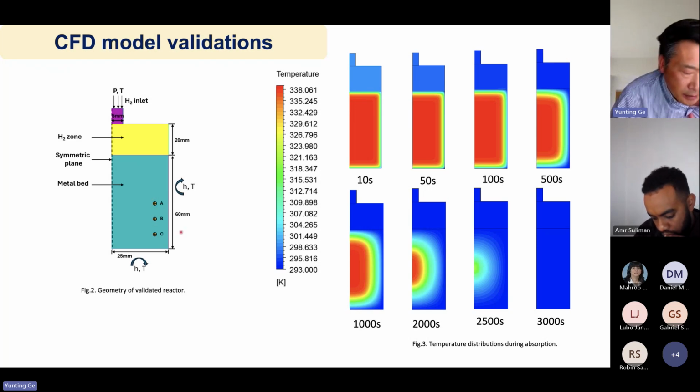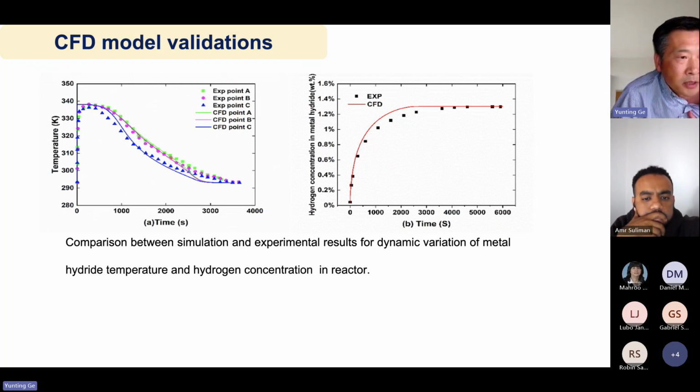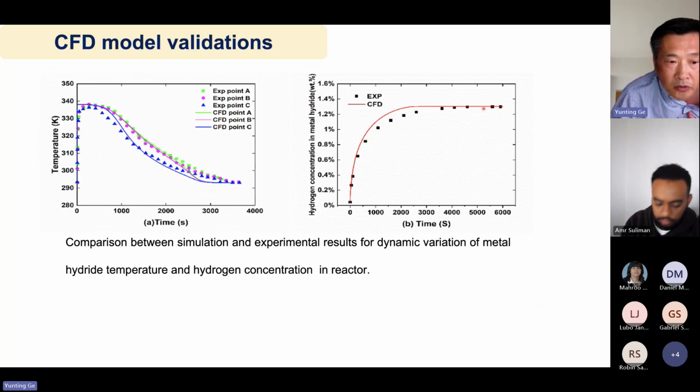This is the comparison result for the temperature for points A, B and C. The symbols are the experimental results, and the lines with different colors are the simulation results. You can see for the temperatures, the simulation matches quite well with the measurement. And this is the concentration of hydrogen, comparing the simulation and the experimental result.